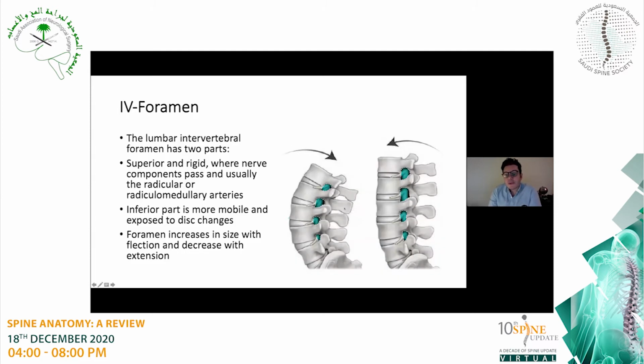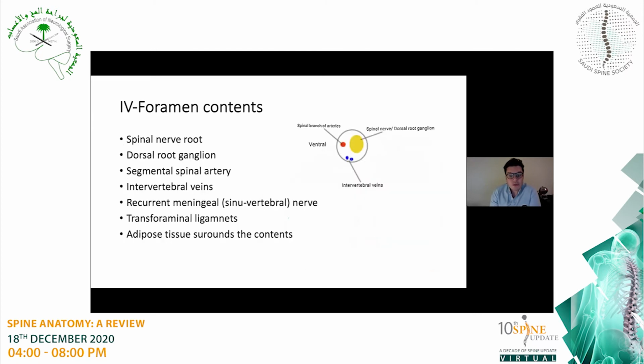The intervertebral foramen is divided into upper and lower parts. The upper is the more rigid part, and it has the nerve and the vessels. The lower part doesn't have nerve and vessels, and this may be a safe entry to the spine, which we will talk about soon. This upper part tends to be rigid and not mobile. And as we see, if there is flexion, there is an increase in the foramen size, but in extension, there is a decrease in the foraminal size. Because of that, endoscopic spine surgery is done in a prone flexed position.